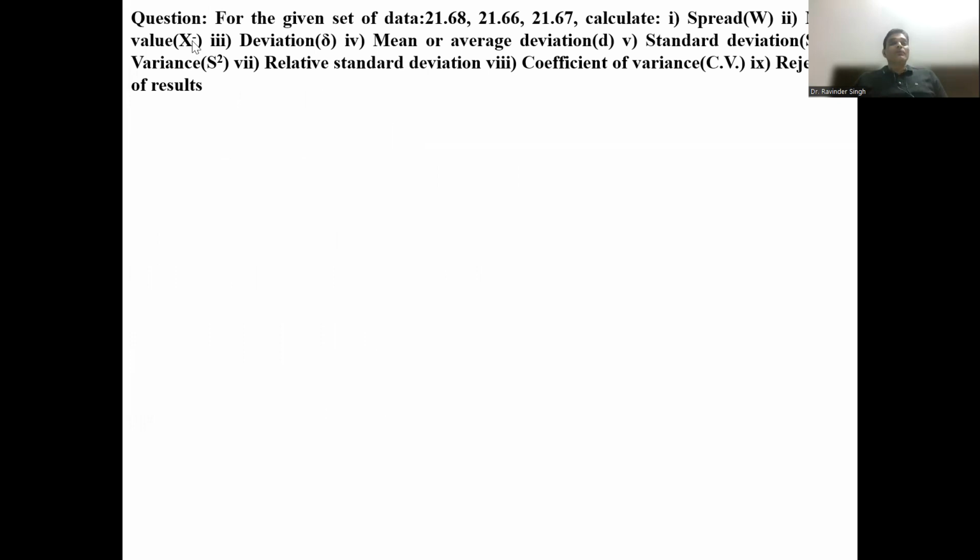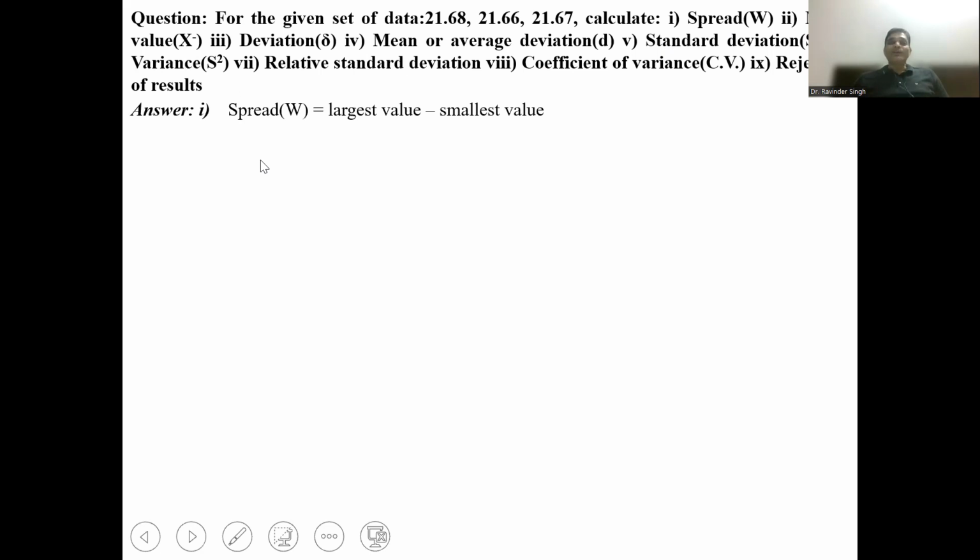Now that is the question, from the given set of data 21.68, 21.66, 21.67, so that is the given data. In that, by using that given data, calculate all these things, means calculate spread, calculate mean value, deviation, mean or average deviation, standard deviation, variance, coefficient of variance, सीवी जिसे हमने कहा रिलेटिव स्टैंडर्ड डेविएशन, रिजेक्शन ऑफ रिजल्ट्स जैसे भी बताया गया था ग्रेटर देन और इक्वल टू 4d, वो सारी चीजें अब हम प्रूव करेंगे यहाँ पे वन बाय वन। तो हम आंसर स्टार्ट करते हैं। नाउ व्हाट इज द स्प्रेड?